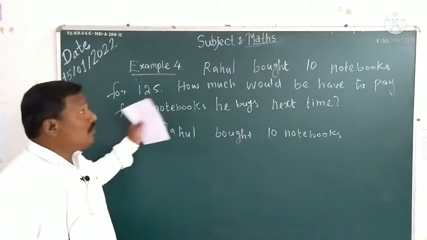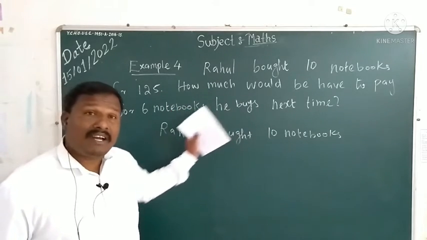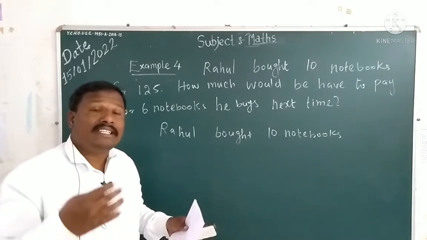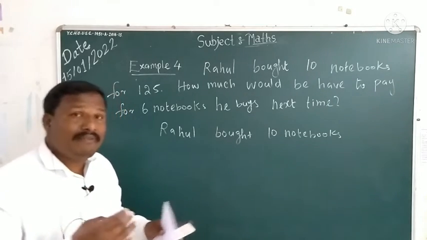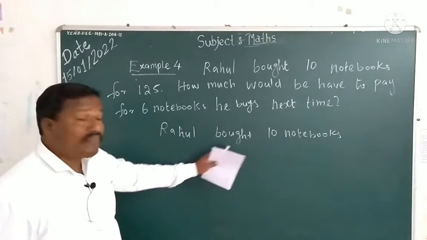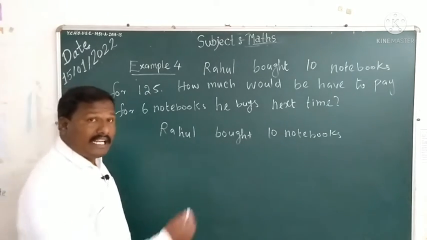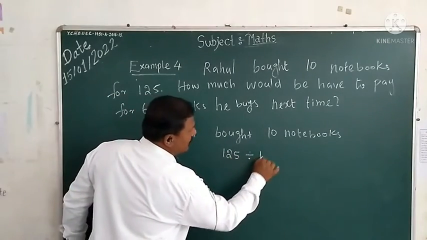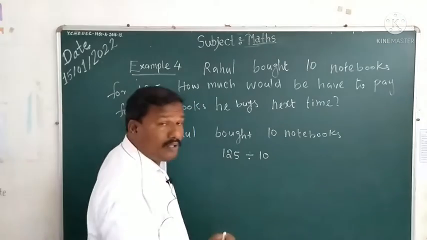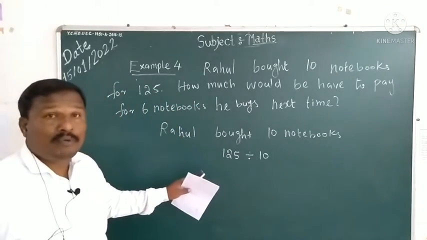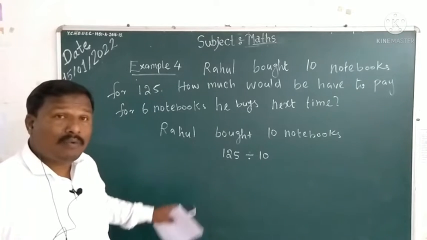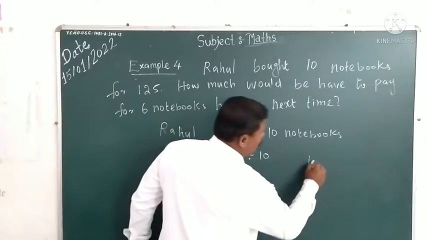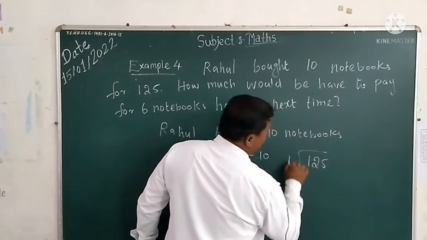Okay. So now how many notebooks did he purchase? 10 notebooks for 125 rupees. Means next time he is going to purchase 6 notebooks. Then how much will he pay? So that we will calculate. So now he pays 125 rupees for 10 notebooks. So means 125 rupees divided by 10 notebooks. So we want to find out the one notebook cost. If we find out one notebook cost, what do we have to do? We have to do division. Okay, I told you.